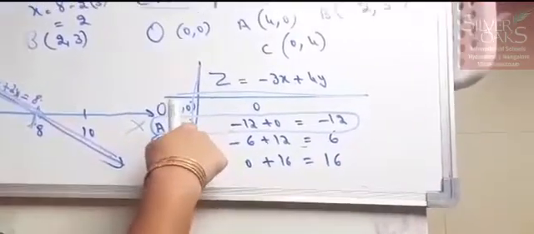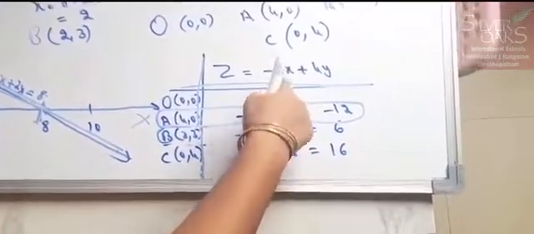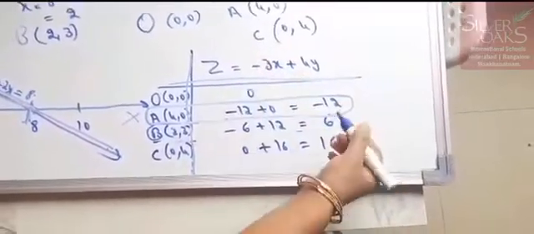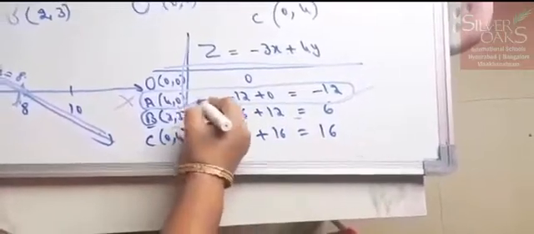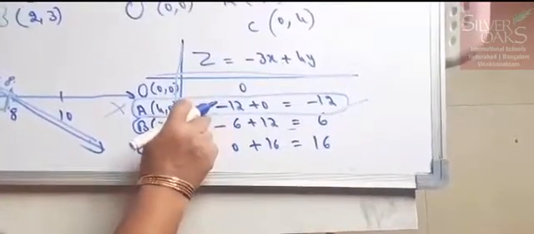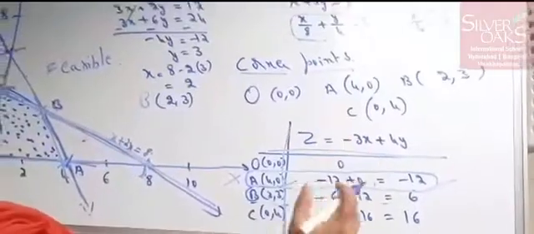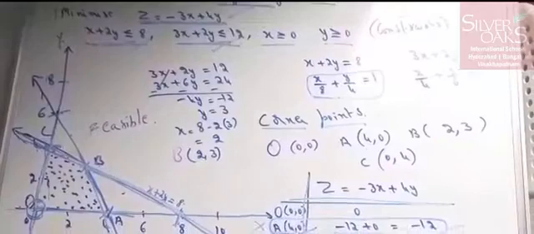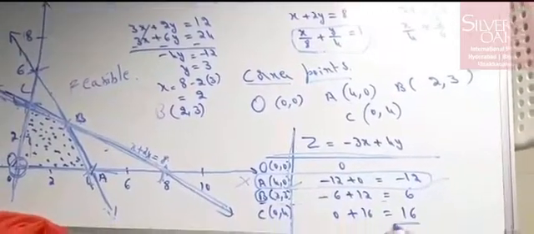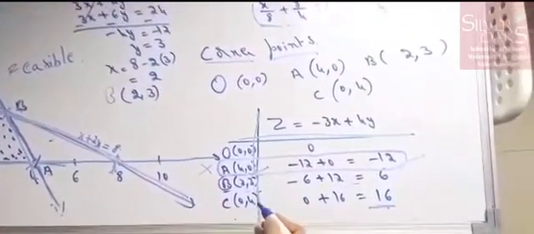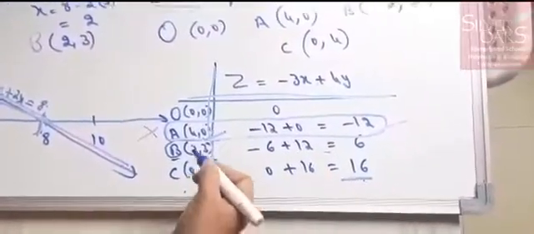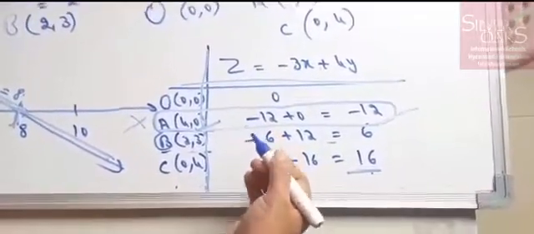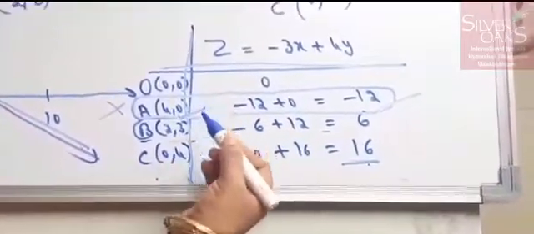So that means we are getting a minimum value of minus 12 at the corner point 4, 0. So the objective function minimum value is minus 12 when the variables x and y are 4, 0. This is how we will find the minimum value. Same way, if the question is maximize, we would have found the maximum value out of this. Tell me what is the maximum value? 16. At what point? 0, 4.